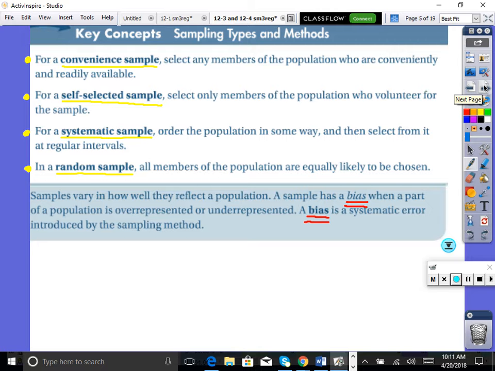So if I have a population and I pick a sample, how do I pick the sample? There are different ways of getting a sample from a population. The first one is a convenience sample. So read it. A convenience sample is when you take a population and you select any members of the population who are conveniently and readily available.